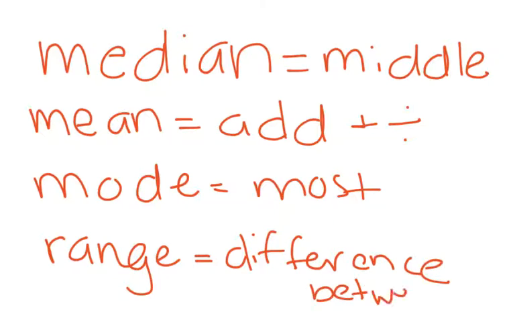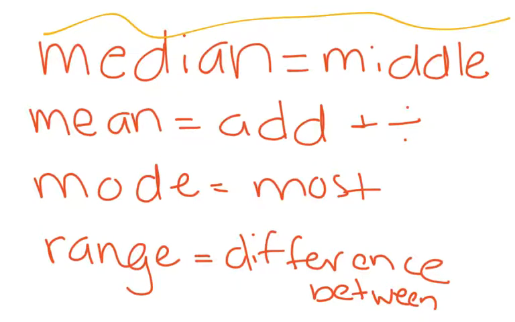So I'm going to say that poem a few more times. I want you to write it down. At least write these words down. Hey diddle diddle, the median's the middle. You add and divide for the mean. The mode is the one you see the most. And the range is the difference between.